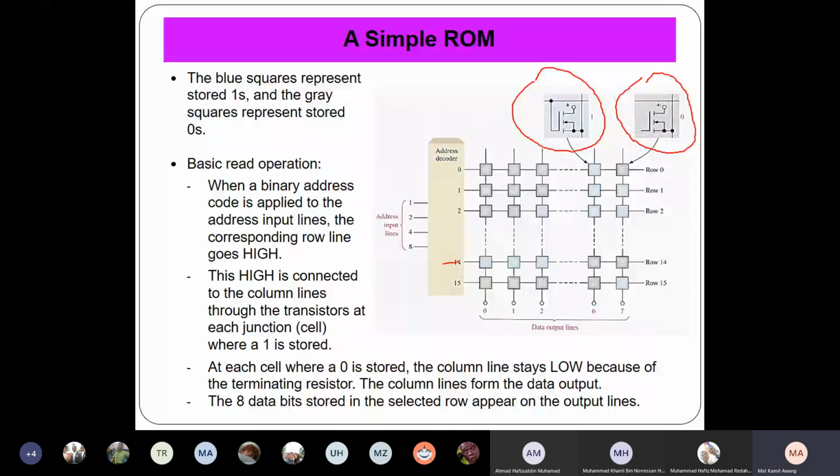This high is connected to the column line through the transistor at the junction. This is through this transistor here. So here, you see this? When it's 1, basically this is connected. So when this is high, therefore this is high. But for the one that is zero, see, this is not connected. So this is 0.